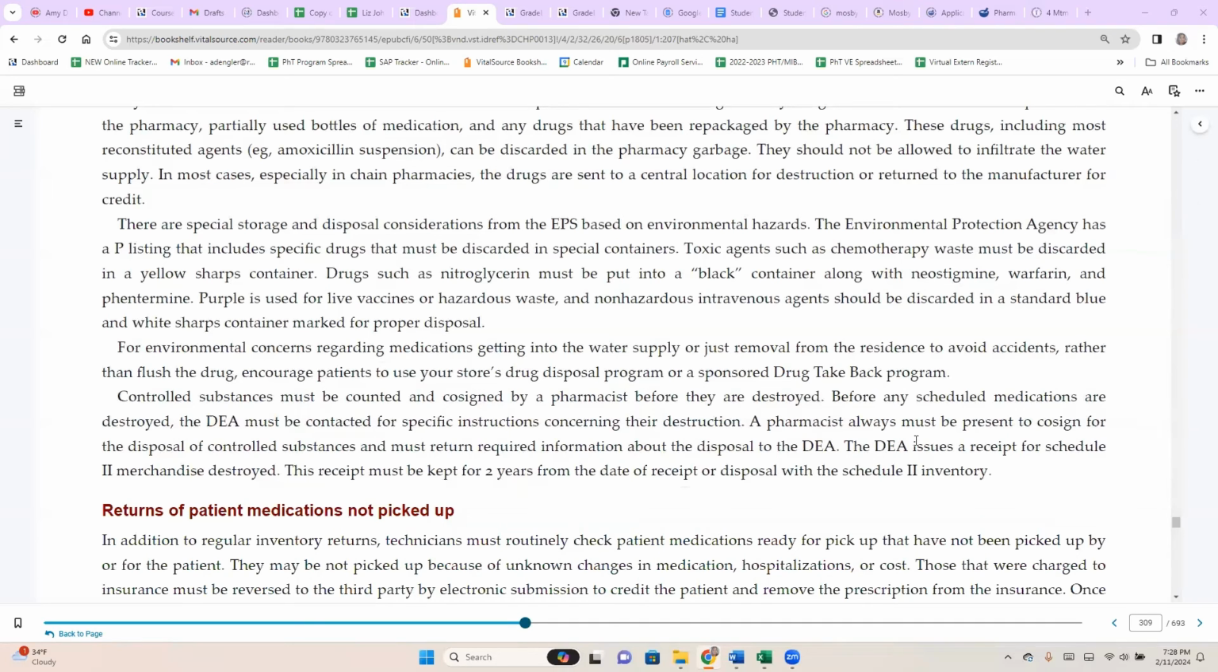Controlled substances must be counted and co-signed by a pharmacist before they are destroyed. Before any scheduled medications are destroyed, the DEA must be contacted for specific instructions regarding their destruction. A pharmacist always must be present to co-sign for the disposal of controlled substances and must return required information about the disposal to the DEA. The DEA issues a receipt for Schedule II merchandise that is destroyed. This receipt must be kept for 2 years from the date of receipt or disposal with the Schedule II inventory.